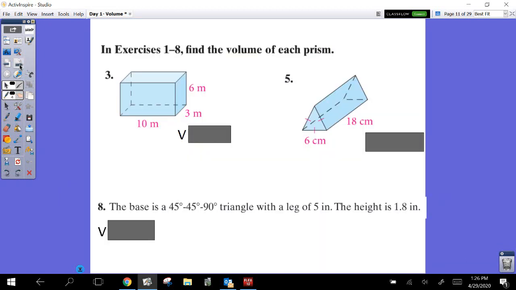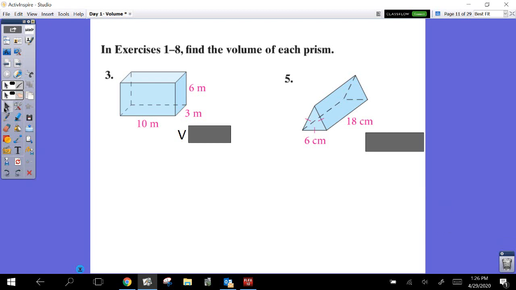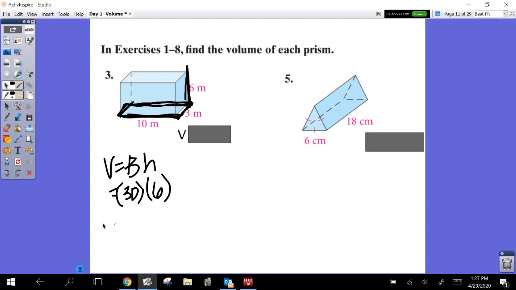So we'll do 2 of these. We're not going to do number 8. We'll do 2 of them, and then we will do some cylinders. So for this one, remember my base, it's a rectangular prism. What's on the bottom? So V equals big B H. My area of this base, to find the area of a rectangle, is length times width, so it's going to be 3 times 10. And my height of the prism is 6. So what is 30 times 6? 180 meters. Now it's volume, so it's cubed, because you're multiplying 3 things: length, width, height.